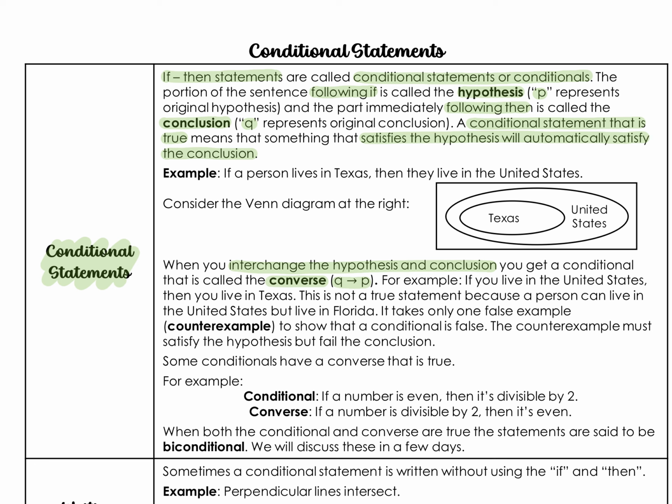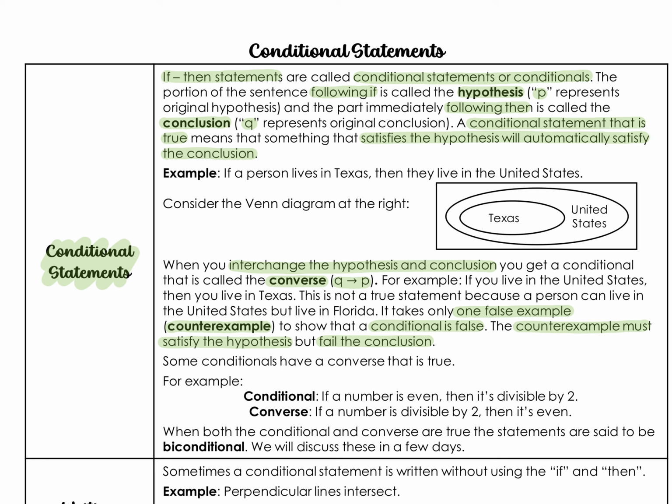This is not a true statement because a person can live in the United States but live in Florida. Okay, remember it takes only one false example, which we refer to as our counterexample, to show that the conditional is false. The counterexample must satisfy the hypothesis but fail the conclusion. Okay, remember this should just be an example. We should not be writing out sentences for that.